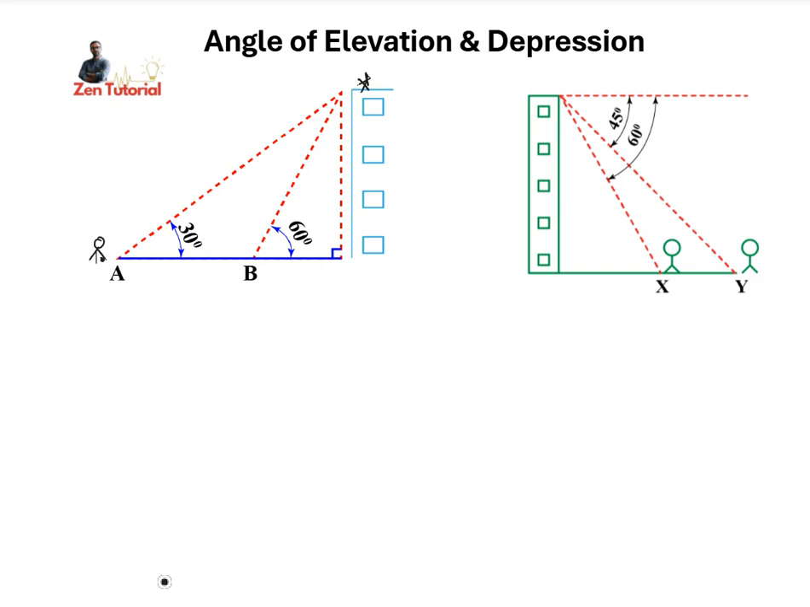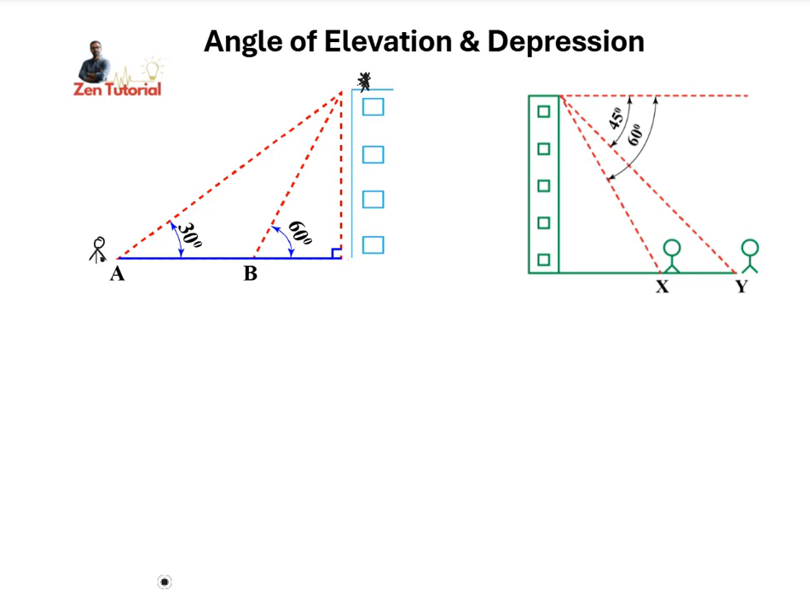Again, I'm saying that AB is the horizontal line, and here is the object, and this object is the elevated object. And if you are far away from the building, the angle will be less. When you are closer to the building, it means your elevation angle will be more.